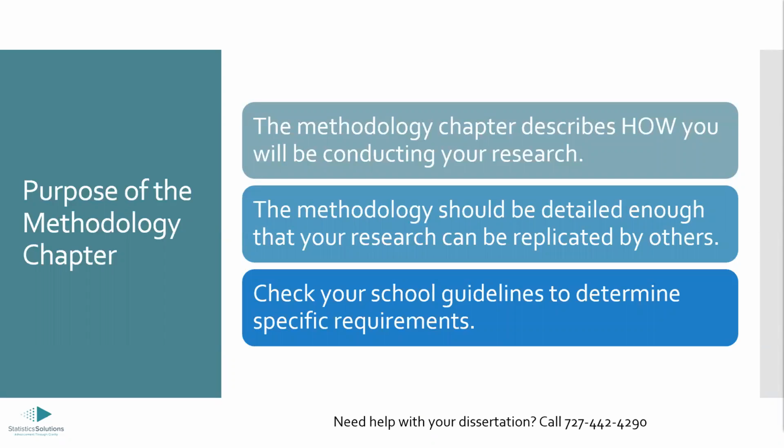So first, let's talk about the purpose of the methodology chapter. So the methodology chapter is to describe how you are going to be conducting your research. The previous chapters of the dissertation, so namely the introduction and literature review chapters, are designed to establish why you need to conduct your research. So in those chapters, you're establishing the need for your research and why the research needs to be done. Once you get to the methodology chapter, it's time to start describing how you're going to carry out the research. So if you have a specific research purpose or specific research questions or hypotheses that you set out to answer, then the methodology chapter is going to describe what you are going to do to conduct the research and answer those questions.